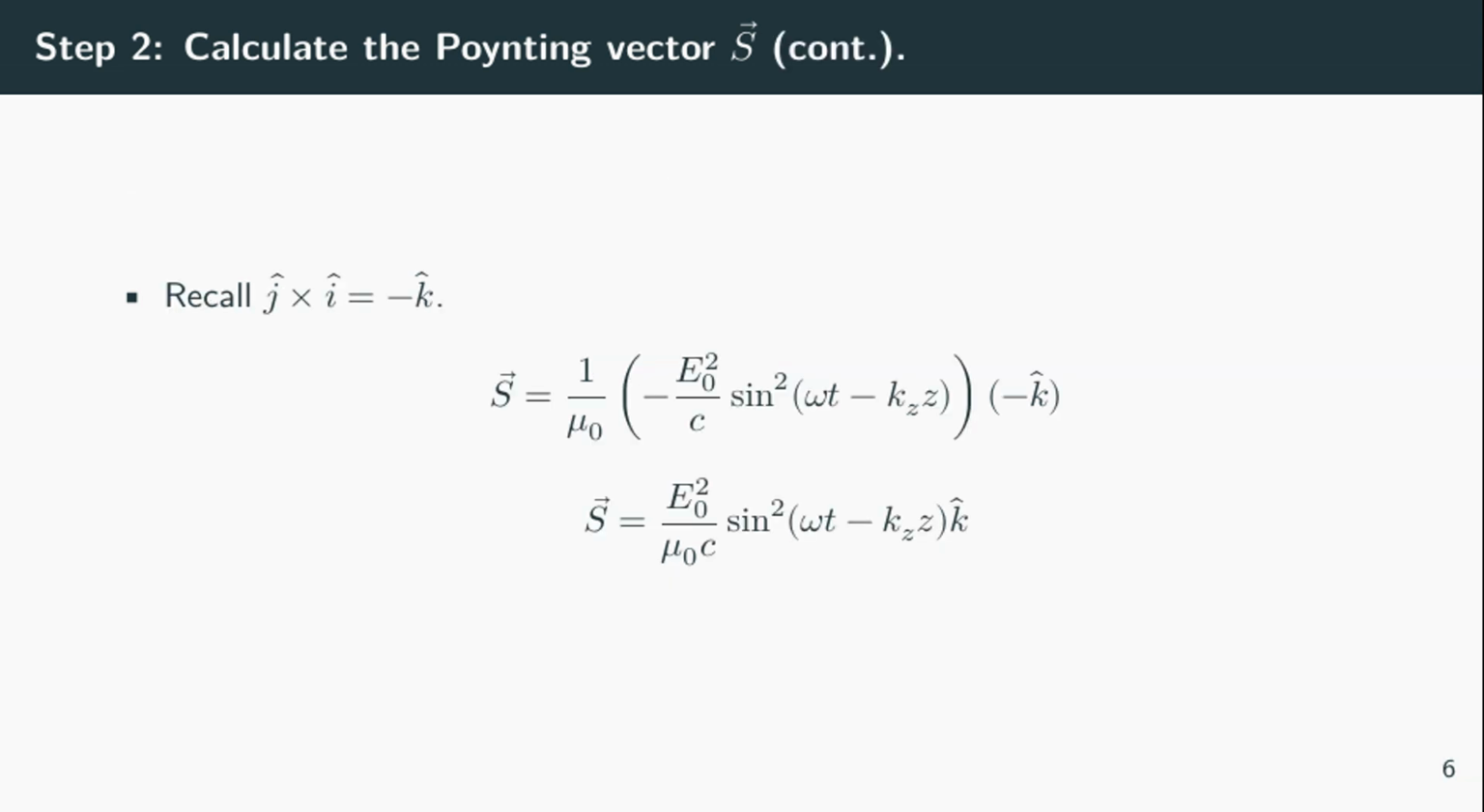Now let's work through this cross product. We can pull out all the scalar terms first. So S vector is 1 over mu naught times negative E naught squared over c times sine squared of omega t minus k sub z z. And then we have the cross product of the unit vectors, which is j hat cross i hat. Remember, j hat cross i hat gives us negative k hat. So substituting that, S vector is 1 over mu naught times negative E naught squared over c times sine squared of omega t minus k sub z z times negative k hat. The two negative signs cancel out, leaving us with S vector equals E naught squared over mu naught c times sine squared of omega t minus k sub z z in the k hat direction.